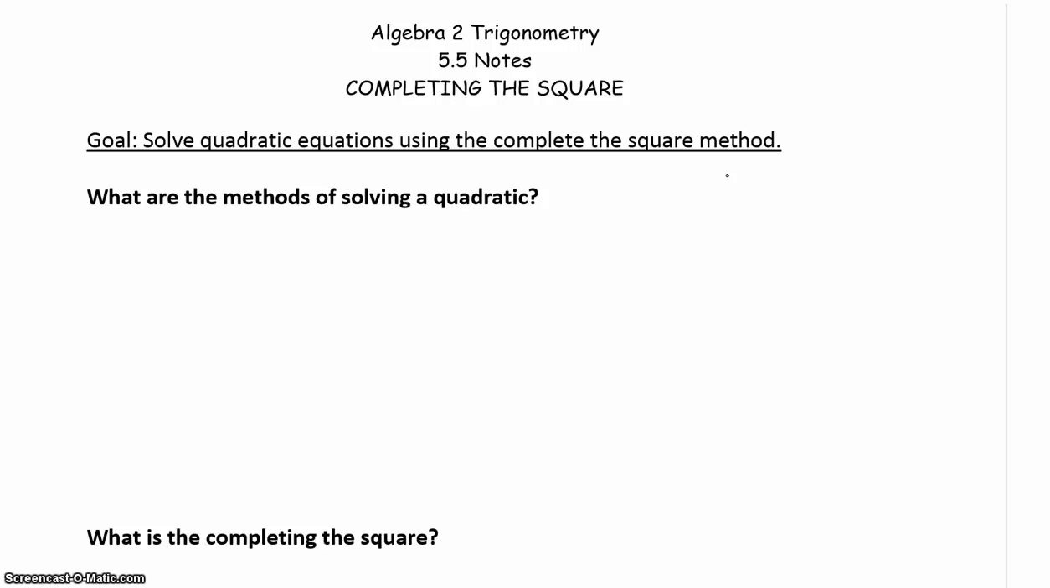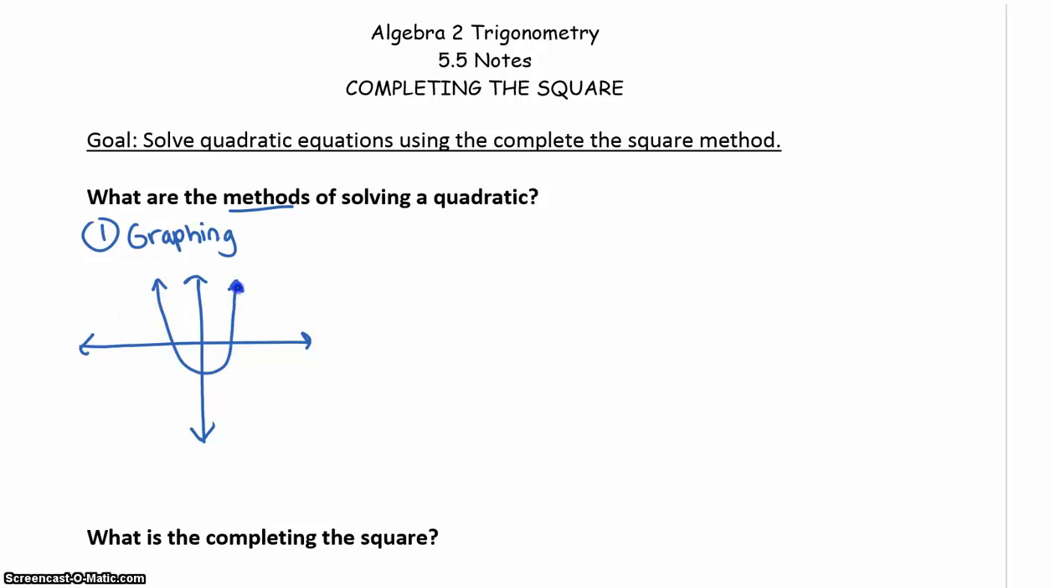Alright, let's talk about what we have been doing so far and how this fits into the entire unit. We started this chapter with solving by graphing. There are different methods of solving a quadratic, and the first one we did was by graphing. Either using our calculator or by hand, we graphed these and ended up getting a parabola shape that came from the quadratic equation.